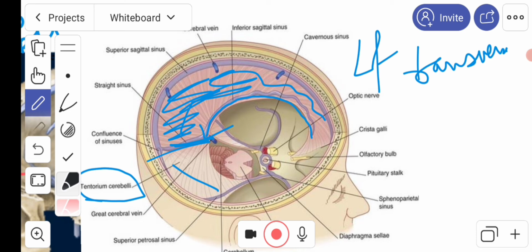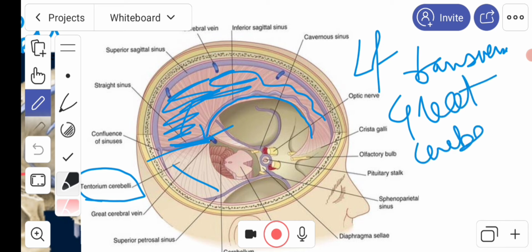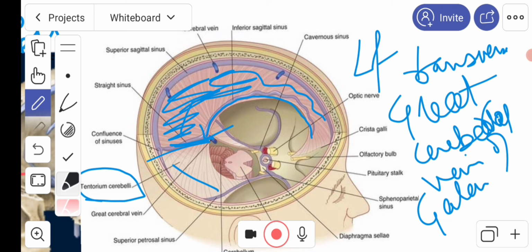This is an important point: the great cerebral vein of Galen is formed by the union of the two internal cerebral veins, and it is guarded by a small body of arachnoid granulation tissue that acts as a ball valve to regulate the formation of CSF by the lateral and the third ventricles. Arachnoid granulations are a specialization of the superior sagittal sinus.